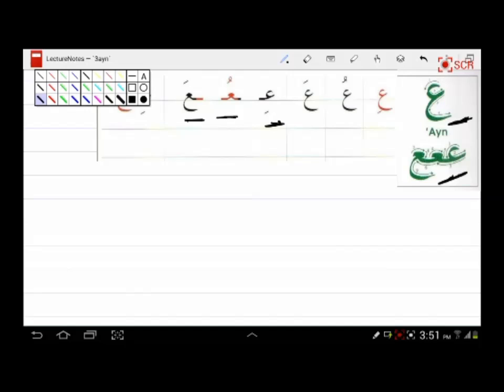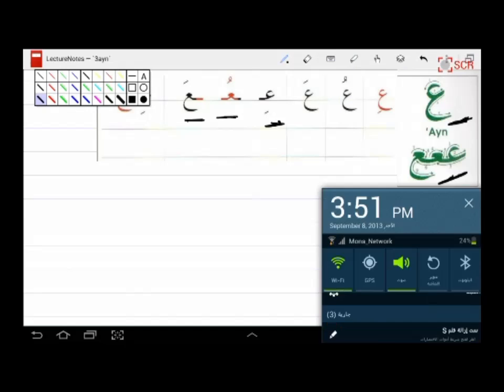While you're practicing your writing, try so hard to pronounce the letters, especially the letter ayn. Ayn. Because you need to stress on that sound a lot, and you need to practice that a lot. So now let's see how I'm going to write the letter ayn.